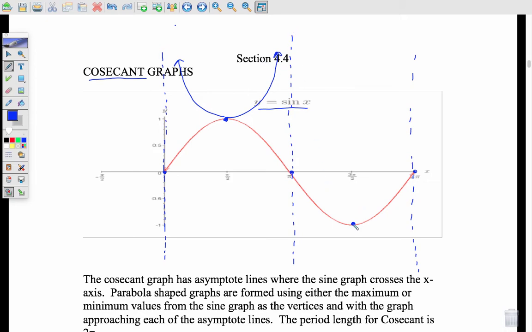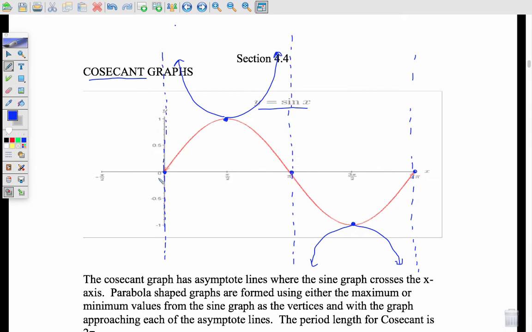And if we come down here to our minimum at 3 pi over 2 and -1, we have a parabola that will open down along those asymptote lines. Again, it gets closer and closer to those lines but never crosses or touches them. So the actual blue part in this graph is the graph of the cosecant curve. We just use the sine curve to get there.